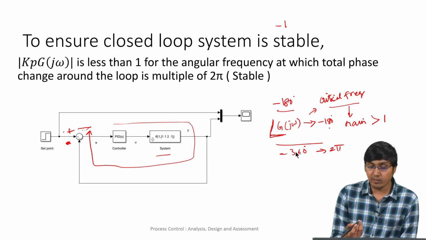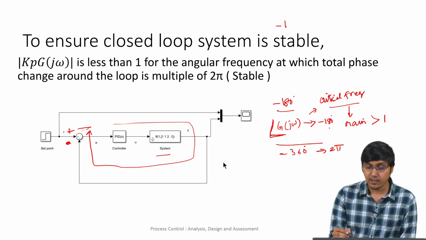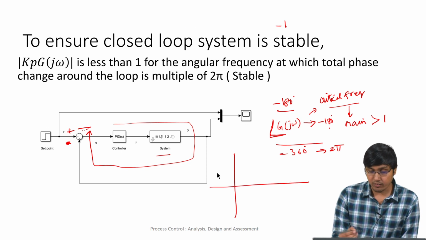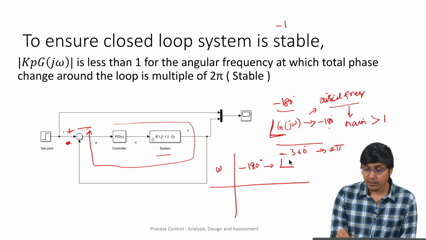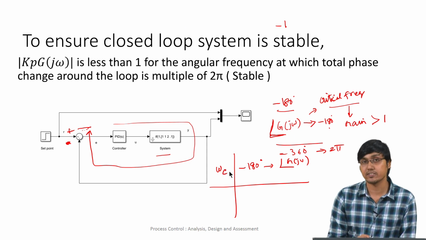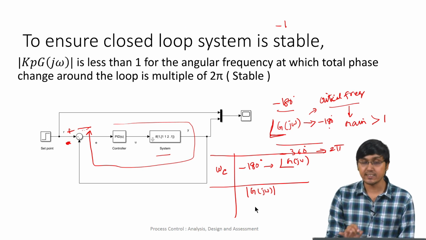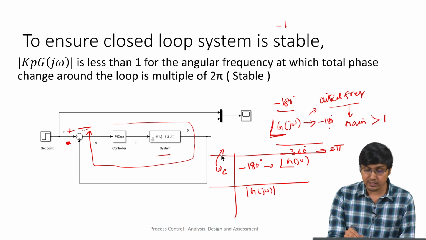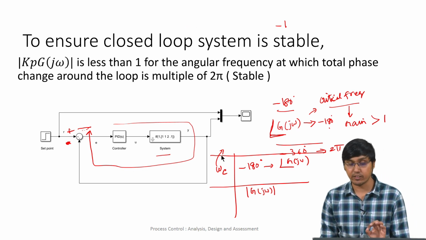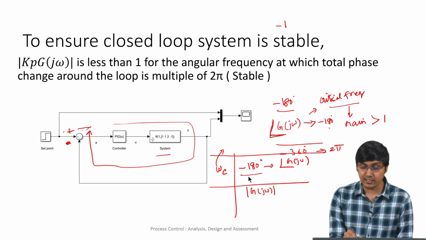So, to summarize, at the frequency where the phase shift contributed by the angle of G of j omega is minus 180 degrees, we call that frequency the critical frequency, omega c. And what we say is, if at this frequency the magnitude, which is the gain contributed by the modulus of G of j omega, is greater than unity, then the system is going to get unstable. This particular frequency is called the critical frequency, at which the phase lag is given by minus 180 degrees.